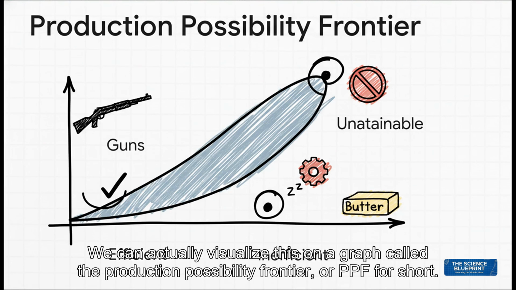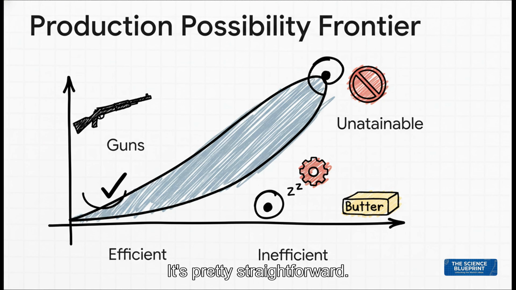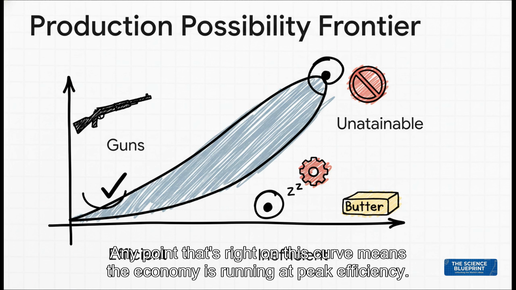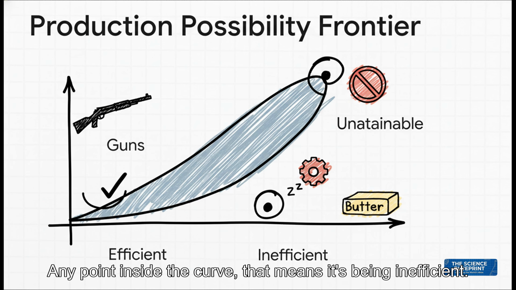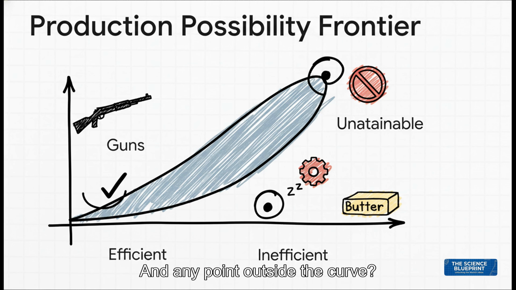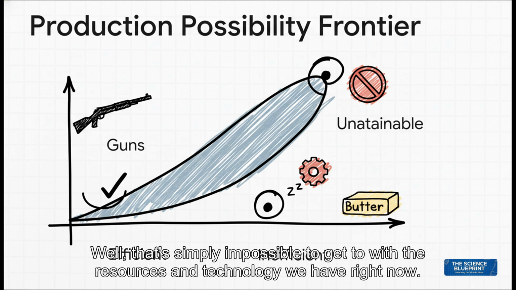We can actually visualize this on a graph called the Production Possibility Frontier, or PPF for short. It's pretty straightforward. Any point that's right on this curve means the economy is running at peak efficiency. Any point inside the curve, that means it's being inefficient. Some resources are just being wasted. And any point outside the curve, well, that's simply impossible to get to with the resources and technology we have right now.